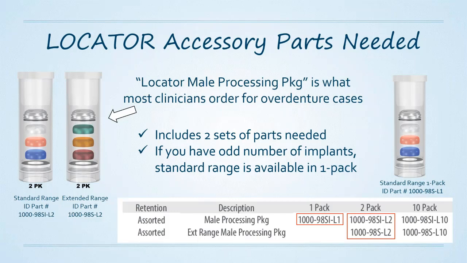However, if you do an odd number of implants, like 1 or 3 or 5, you can order a 2-pack, and then you can order a single 1-pack of the standard male processing package. Now that is the standard range males. If you need the extended range male, they only come in a pack of 2. So that's something to keep in mind. Now that doesn't mean you can't order one of these 2-packs and then order just metal housing, a couple of greens, etc. You can order those a la carte just through your Implant Direct catalog.